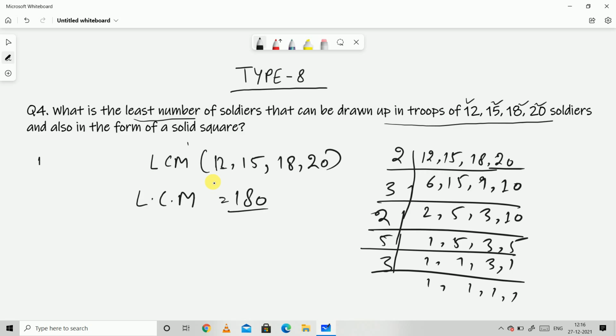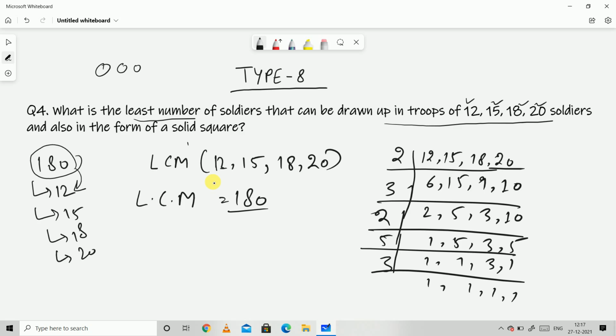Therefore 180 is that number which can be divided into groups of 12 or groups of 15 or groups of 18 or groups of 20, and it will always be completely divisible. Okay, 180 is completely divisible by 12. Then only it can be divided into groups of 12. 180 is completely divisible by 15. Then only it can be divided into groups of 15, right? So this way we found out the first part of the question.